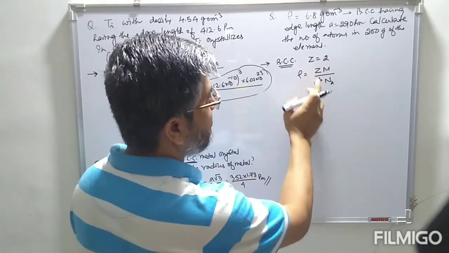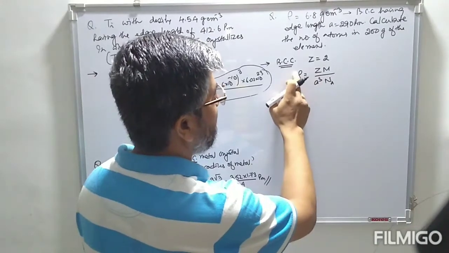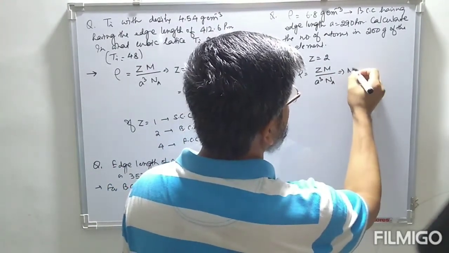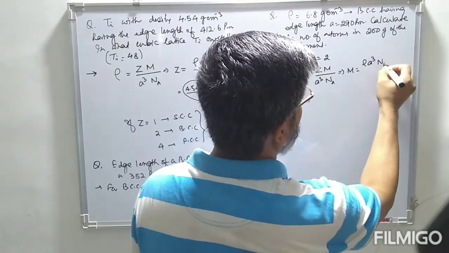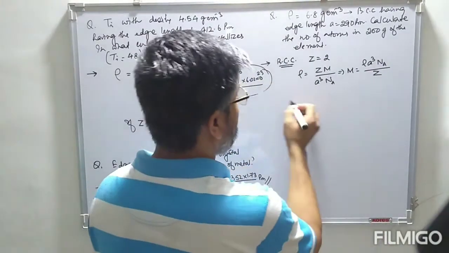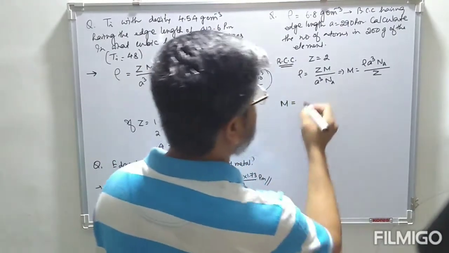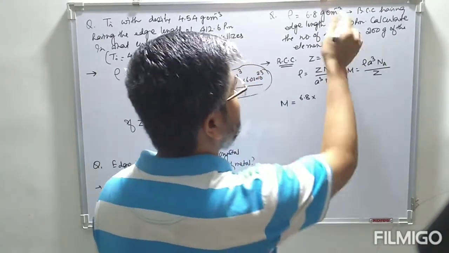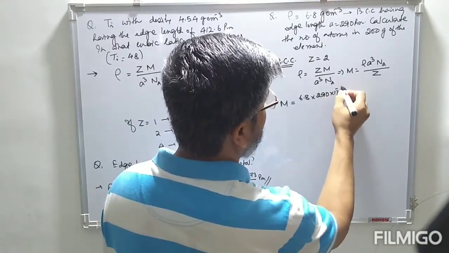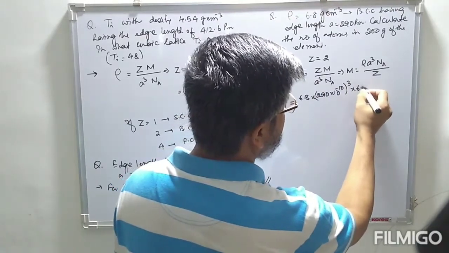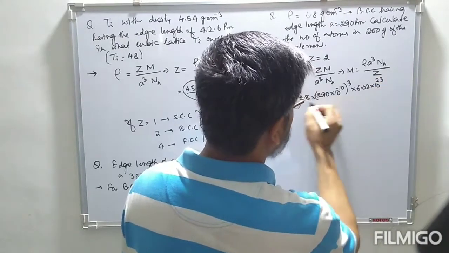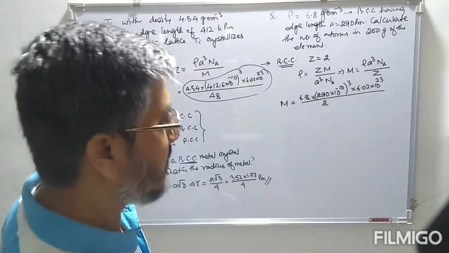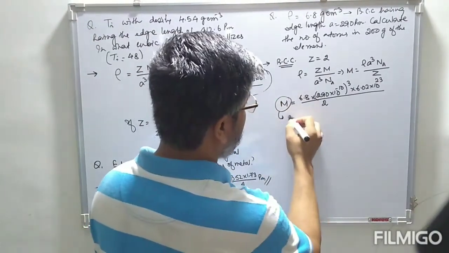So in this equation, we know the value of Z. We have a, we have Avogadro number, we have rho, density. Then what is M, that is gram atomic mass. So gram atomic mass is equal to density a cube multiplied by Avogadro number divided by Z. So putting the values of density, a and Z: density is 6.8, a is 290 picometer, that should be converted into centimeter. So 290 into 10 to the power minus 10 centimeter, cube. Avogadro number 6.02 into 10 to the power 23, divided by Z, that is 2. So we have the mass of the element. So this is the gram atomic mass.